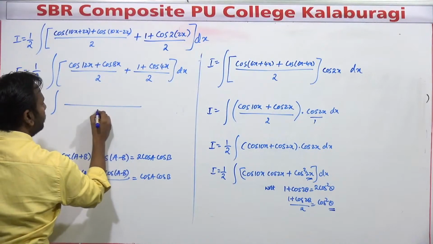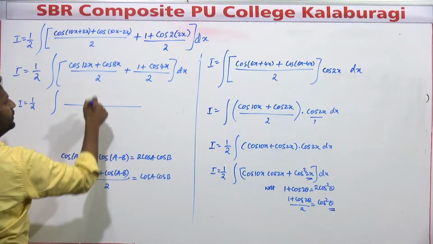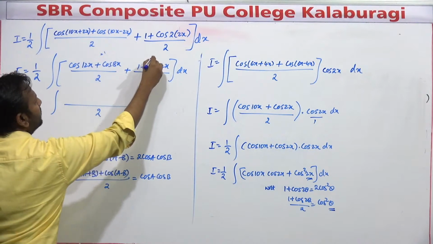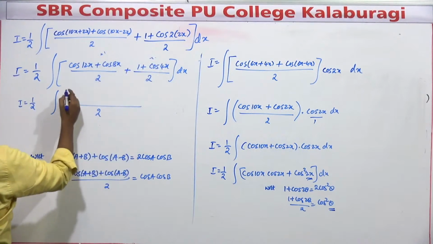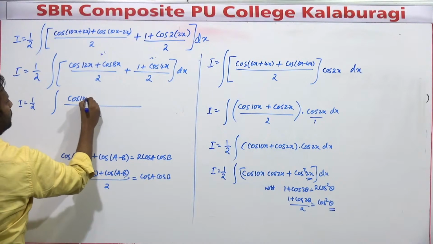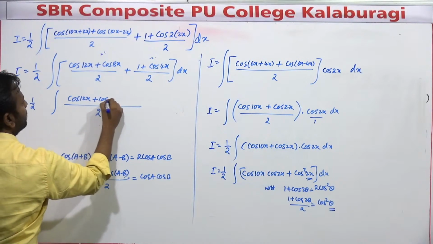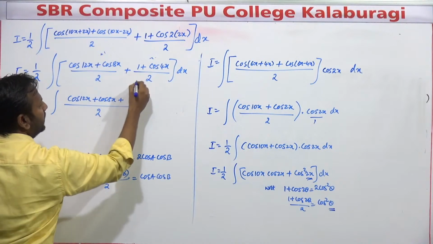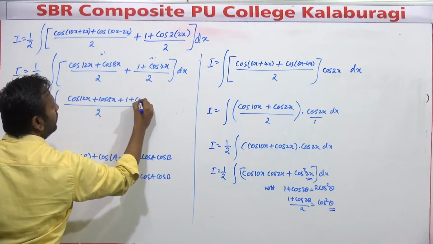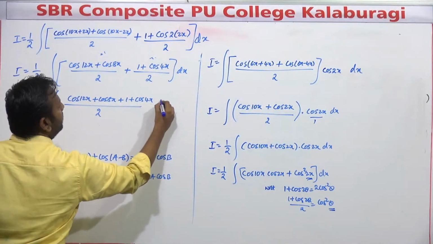Take the LCM. The LCM will be 2. So 2 how much are 2? 1s are. 2 how much are 2? 1s are. Given numerator remains same. So what happens here? cos 12x, cos 8x plus the same thing. Numerator remains same. 1 plus cos 4x dx.